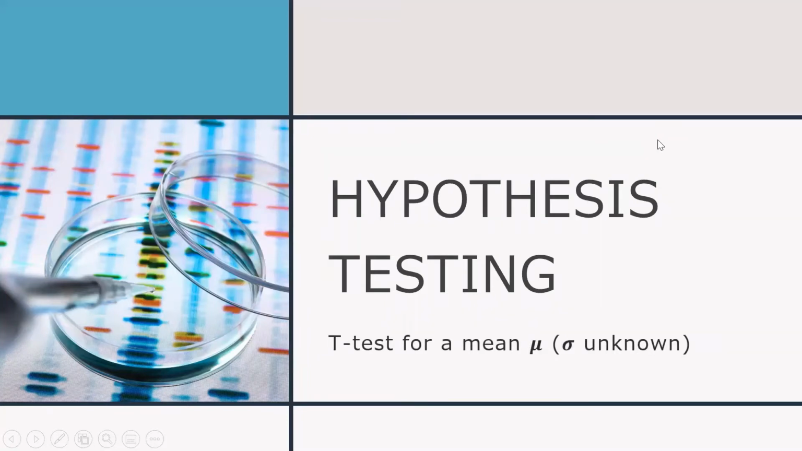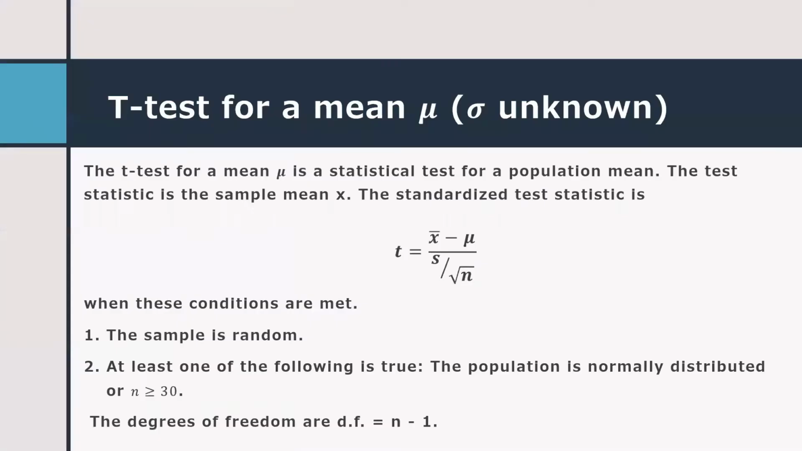Let us talk about hypothesis testing for a population mean when the population standard deviation is unknown. To test a claim about a population mean when the population standard deviation is unknown, we can use a t-distribution. That is, t equals the sample mean minus the hypothesized mean over the standard error. This applies when these conditions are met: 1, the sample is random. 2, at least one of the following is true: the population is normally distributed, or the number of samples is greater than or equal to 30. Now the degree of freedom is equal to n minus 1.